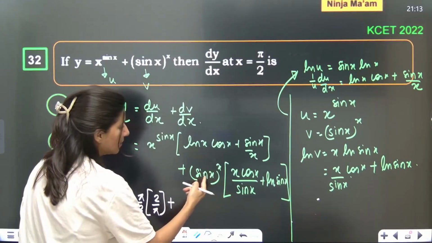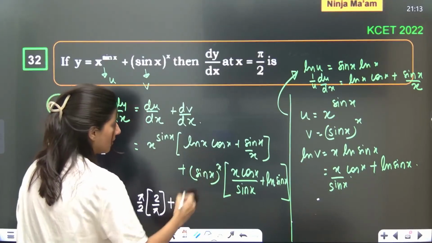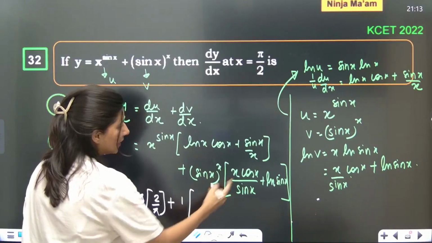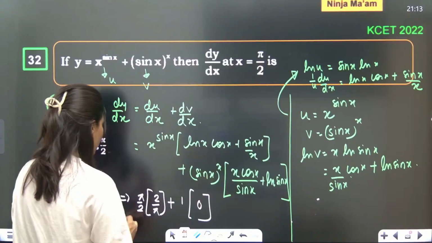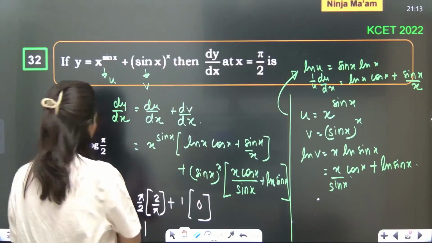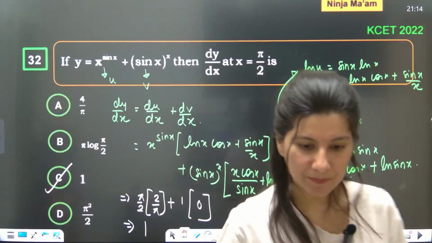Plus, what about this? Sorry, this is 1 power pi by 2, so this is 1. Now again, this will be 0 times log of 1, so this is also 0. Okay, so the correct answer will be just 1, which is matching with option C. Everybody?